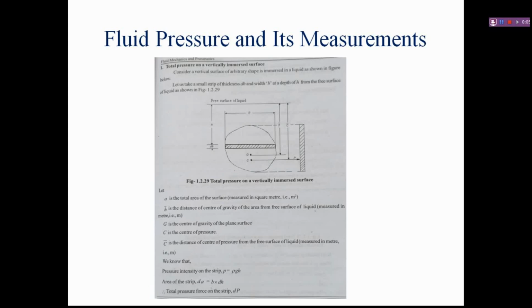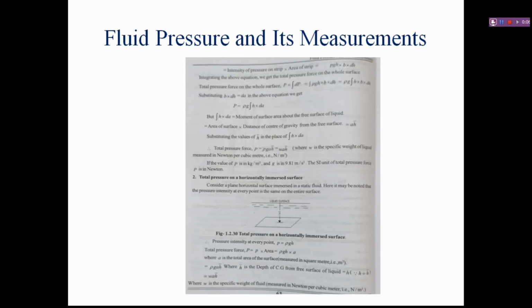So, the total pressure force on the strip. You have to make it clear that it is not the pressure, it is the pressure force we are finding out. Force and pressure are different. Pressure is force by area. Here we are finding out the force on the strip. That you have to bear in mind. Very important. We are calculating the total pressure force. Even though the term is known as total pressure, we are calculating total pressure force on the strip.